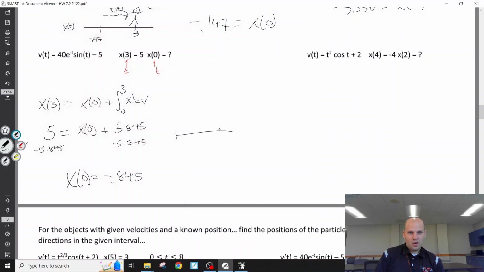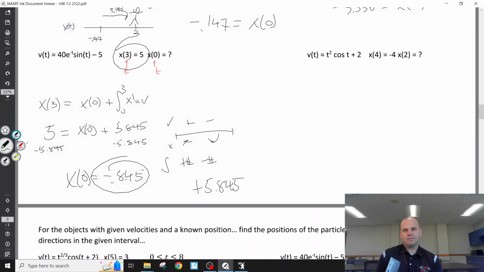I must have started at -0.845. Then, over the course of my velocity changing sign, over the course of my position increasing or decreasing, over the course of adding numbers and subtracting numbers, I would have overall added 5.845 to my starting position of negative 0.845 to get my ending position of 5.